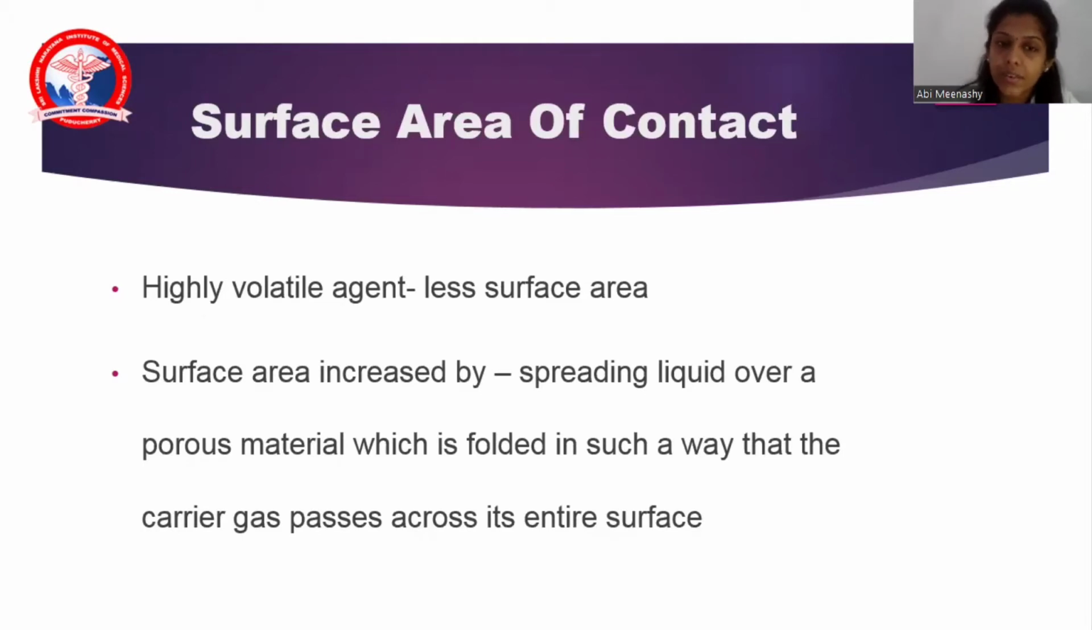You can increase the surface area by spreading the liquid over a porous material which is folded in such a way that the carrier gas will pass through the entire surface. In our vaporizer design, we call something called wicks. Wicks are a convoluted wire-like thing that will increase the surface area contact, so that the gas has to flow in a circular manner, and while flowing in a circular manner, it will get very well contact with the liquid anesthetic agent.